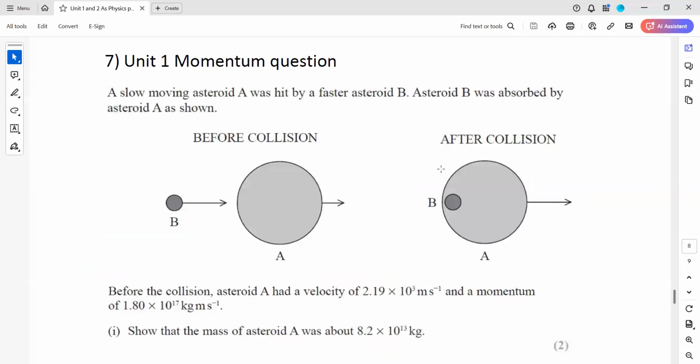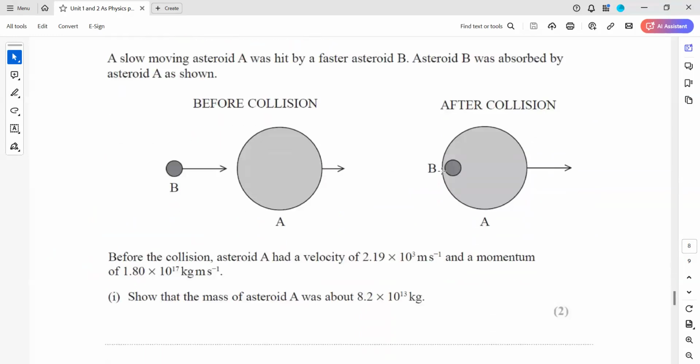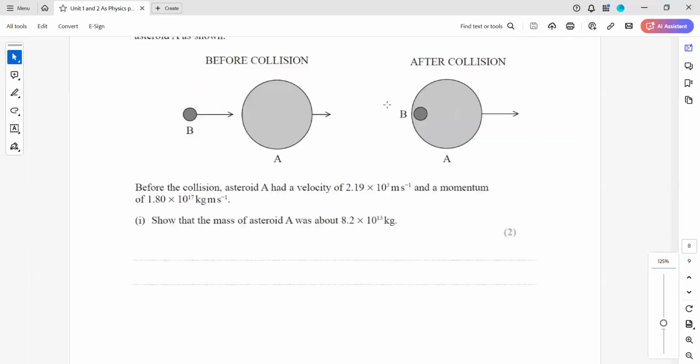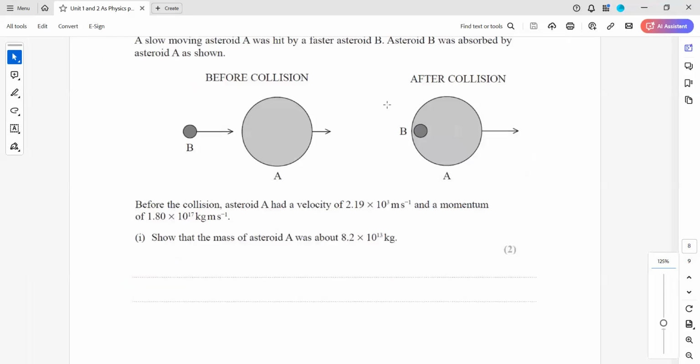This question is about momentum. A slow moving asteroid A was hit by a fast asteroid B, and they are absorbed, like move together. Show that the mass of asteroid A is about. So use the conservation of momentum. The momentum before is equal to the momentum after.